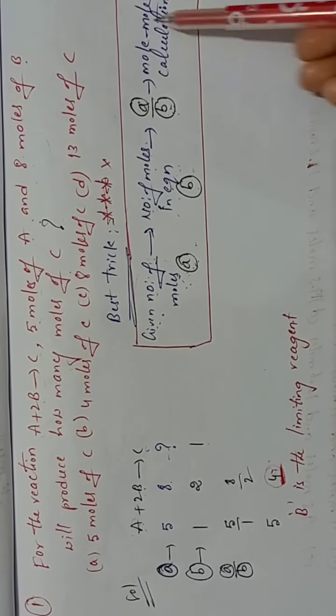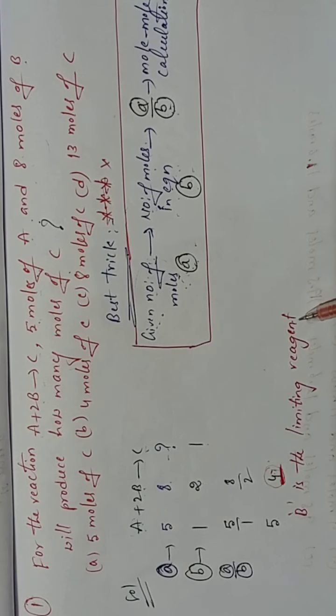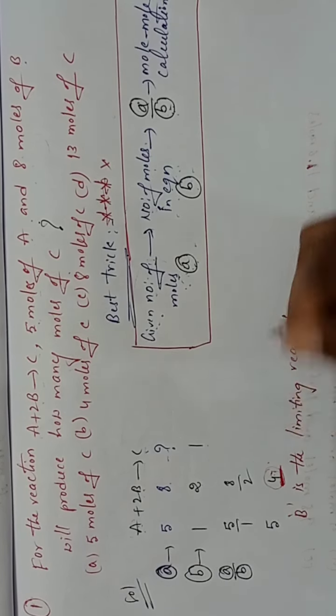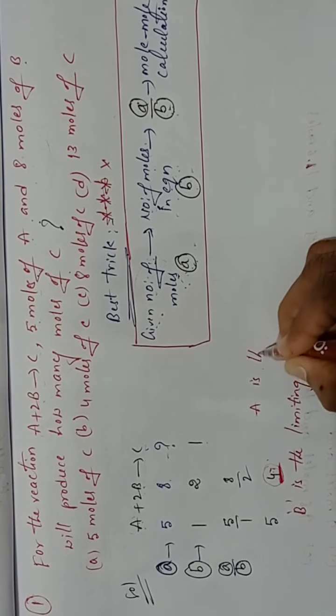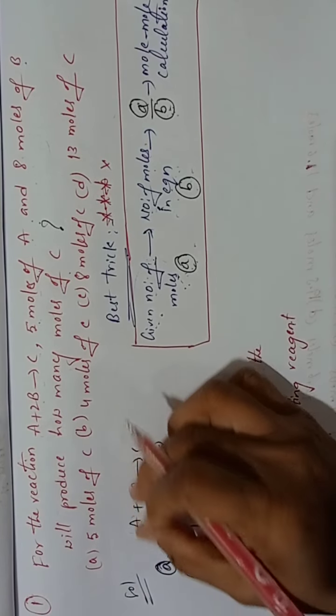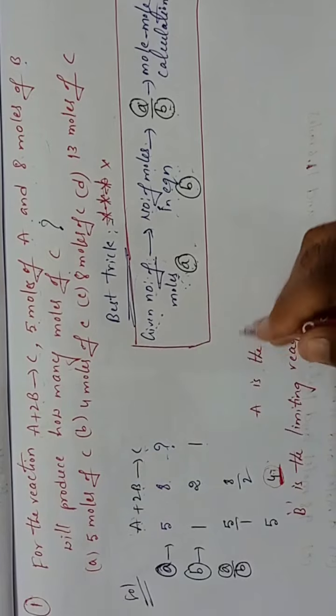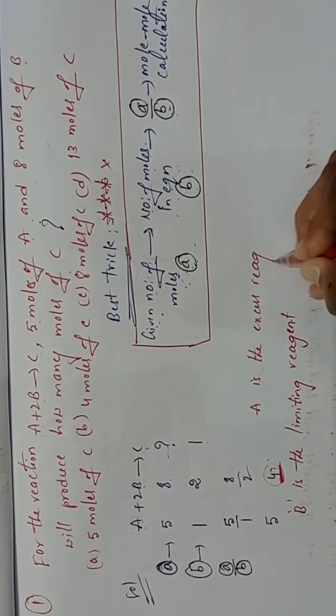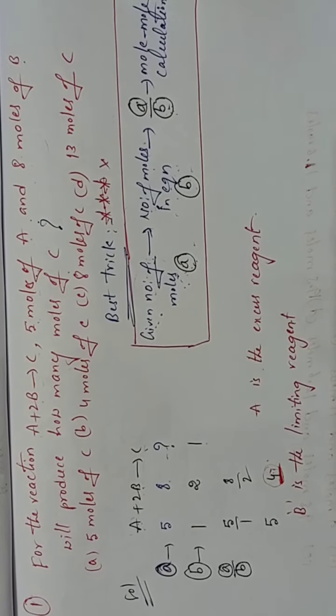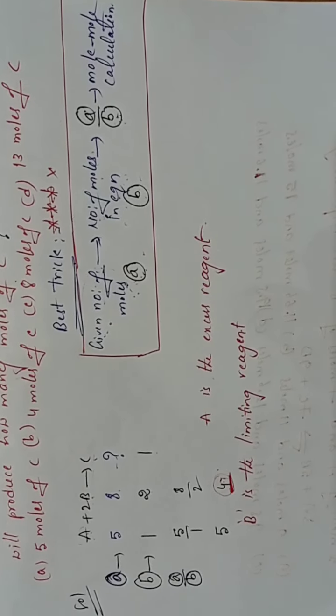Now we have to find the mole calculation. Clear this one? So B is the limiting reagent and A is which one, students? A is the excess reagent. So if one is the limiting reagent, the other one is the excess reagent. Clear? A is the excess reagent. Okay, now see, students, we have to find the mole calculation. Now what is the mole calculation?